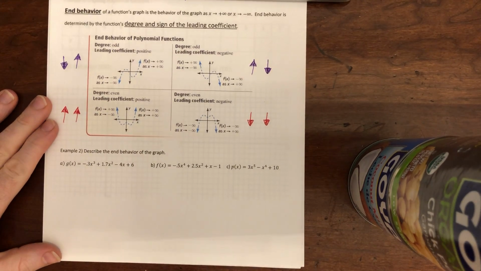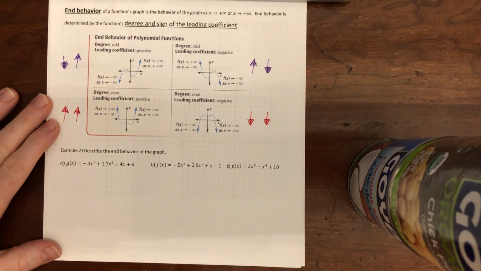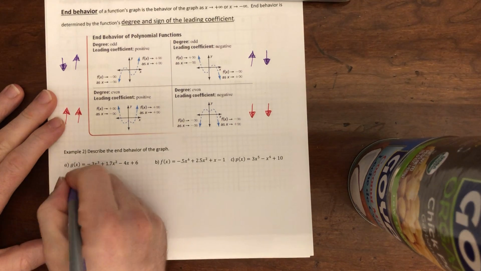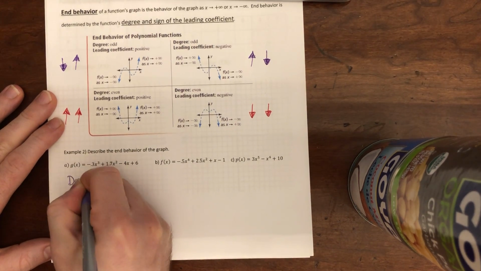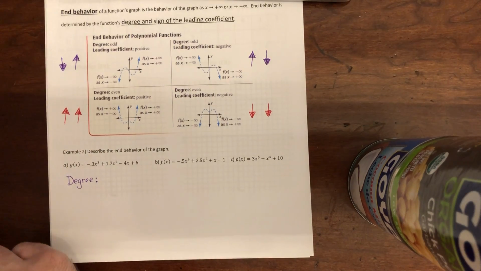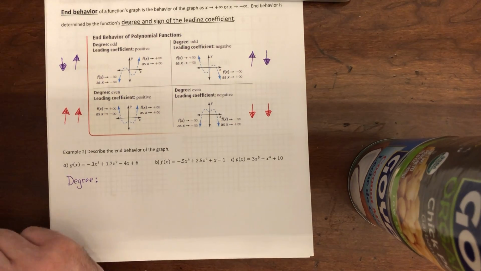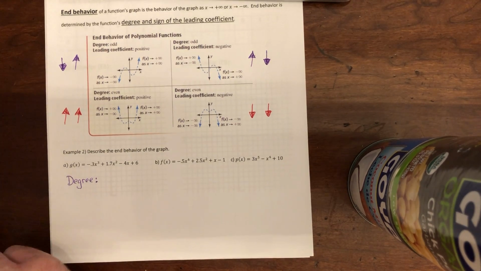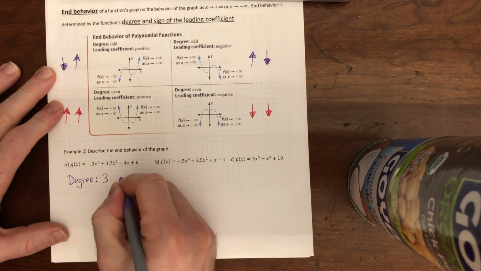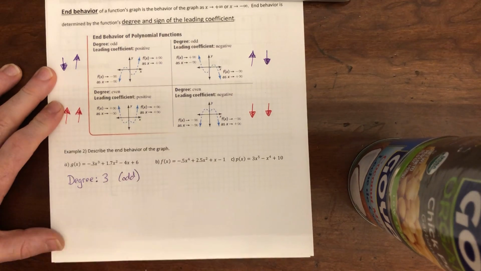So all we're gonna do for the next three examples here is just describe the end behavior of the graph. So for the end behavior, we need, well, what is our degree? So just be careful. Remember, they're not always going to be in standard form. These examples are, but I'll just say be careful. We always want to look for the degree, which is the highest exponent, and then our leading coefficient off of that. So in this case, our degree is 3, so that is odd.